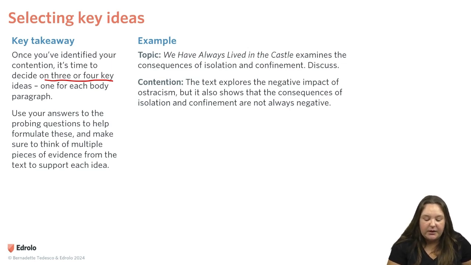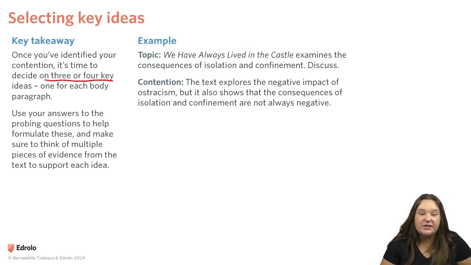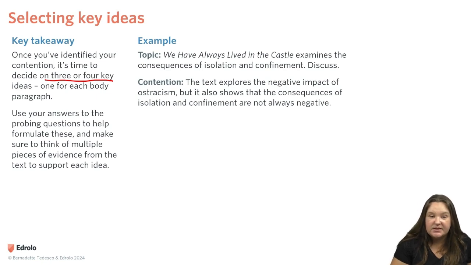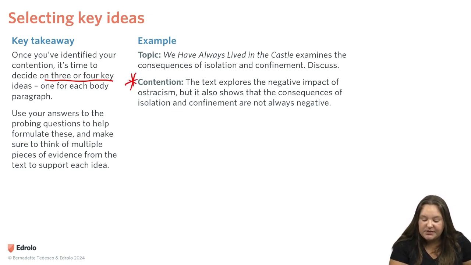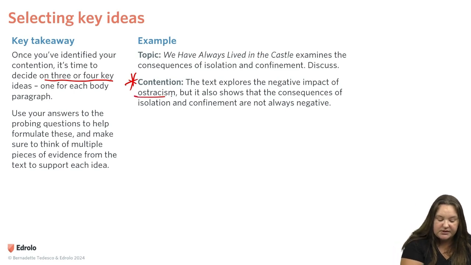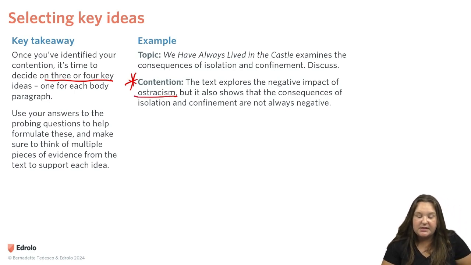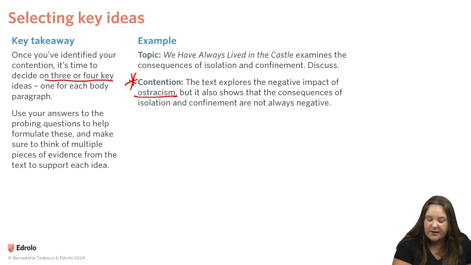Here's an example. So for the prompt, We Have Always Lived in the Castle examines the consequences of isolation and confinement, discuss. This contention here might be something that you build on. The text explores the negative impact of ostracism. So ostracism is deliberately excluding someone from a group. So it looks at the negative impact of that.